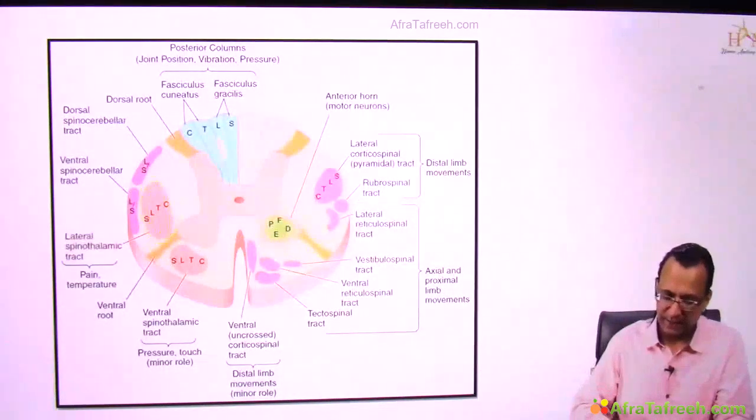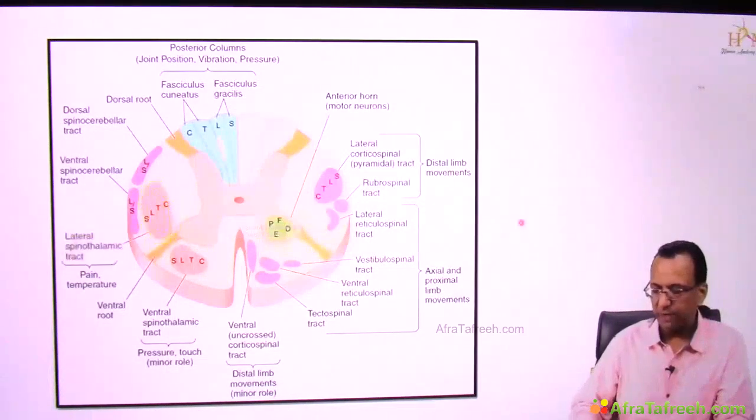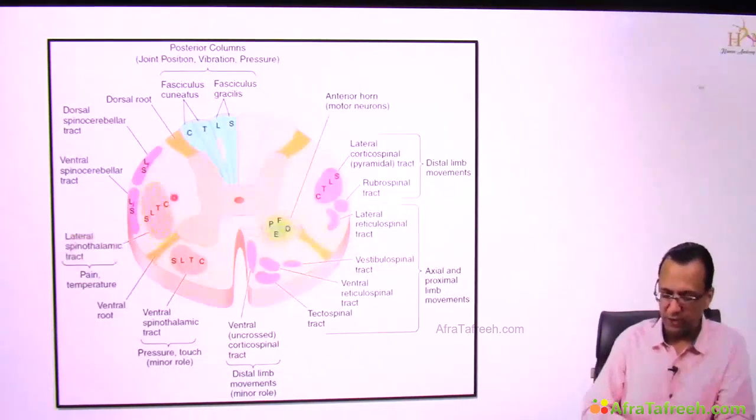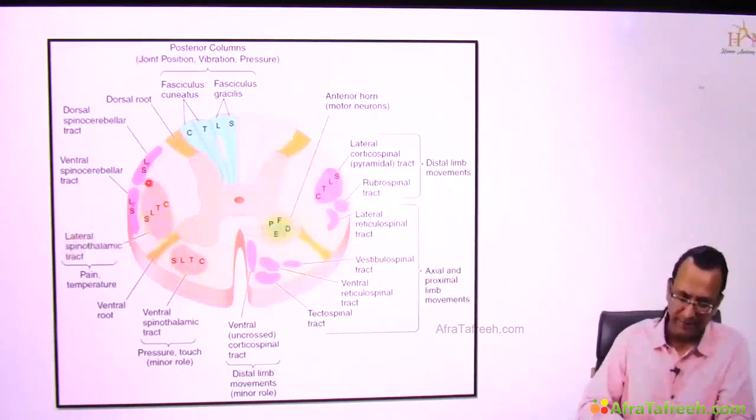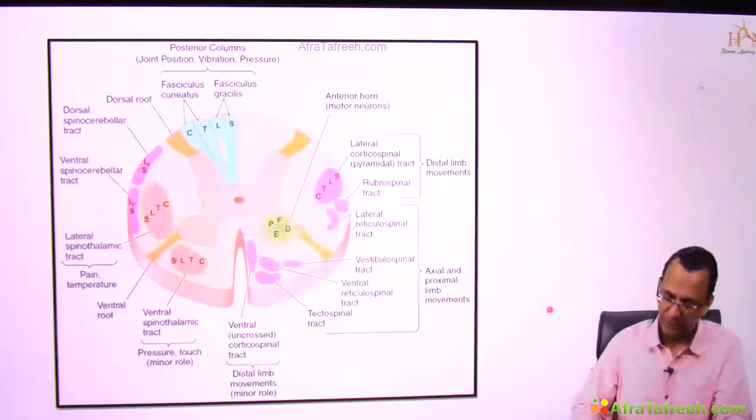We are going to look at this diagram again. We were saying that this is the lateral spinal thalamic tract, which comes from the left side, runs on the right side, and goes up to the brain. If you damage it on the right side, the problems will come on the left side, 1 or 2 segments below the level of the lesion.